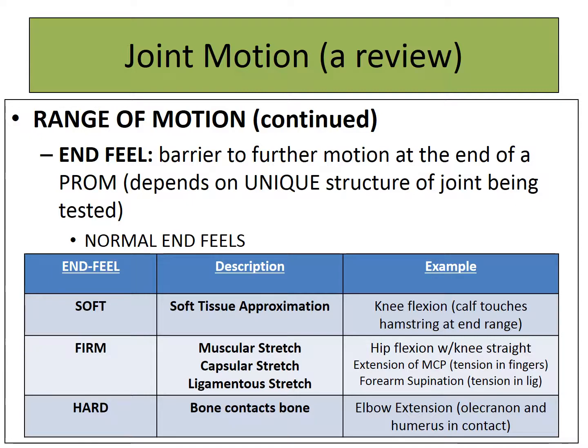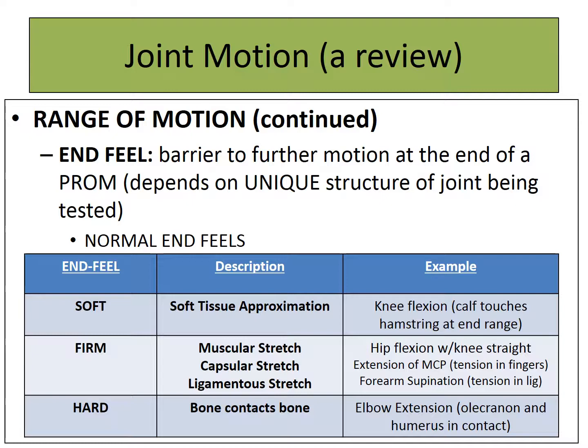We also can have a firm end feel, and what makes it firm is that either there's a muscular stretch, capsule, or ligament stretch. So there's your example of looking at hip flexion with a straight knee. What are we looking at with that muscle? If we look at hip flexion, which muscle would be put on stretch? That's right, the hamstrings, so that you would be feeling that firm end feel.